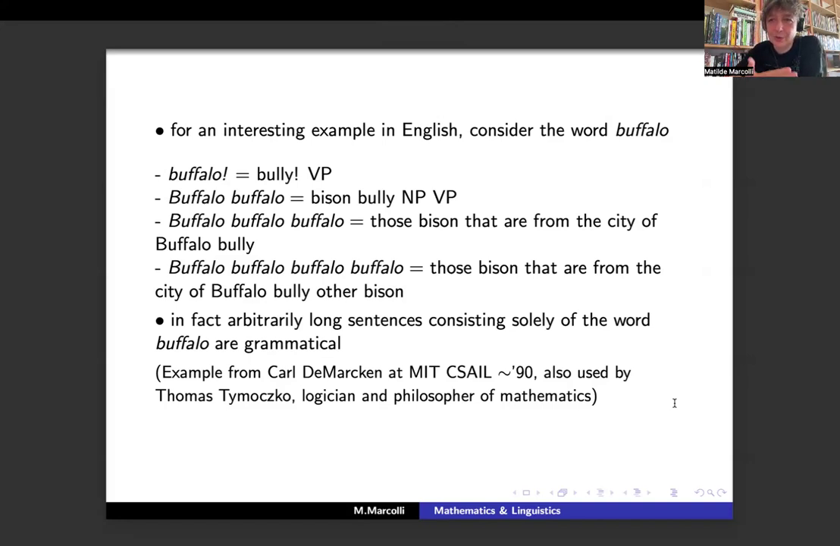And so you can form sentences that are entirely grammatical, entirely syntactically correct. They have a good syntactic parsing where all the lexical items consist of the word buffalo. Of course, there are several observations that one can draw from this example.